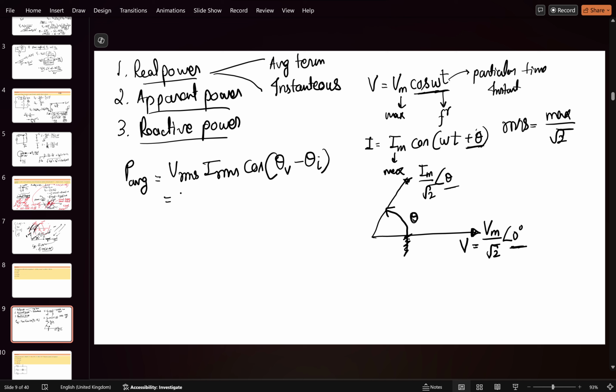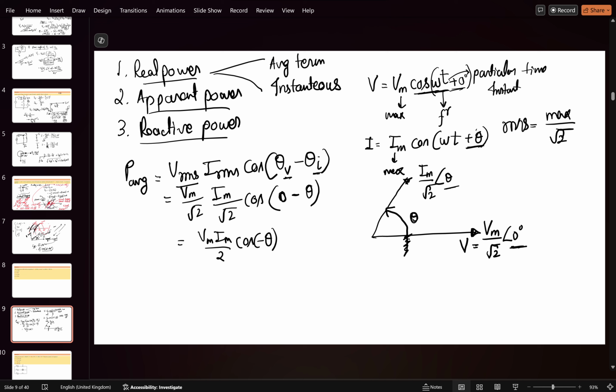Okay. What it means? VRMS is Vm by root 2, IRMS is Im by root 2, cos of theta V minus theta I. Theta V means what angle it has. Cos omega t you can represent as cos(omega t plus 0 degree), the value will remain the same. So currently it is at 0 degree. What about the angle of current? It is angle theta. So the real power, average power, will become Vm Im by 2 cos of minus theta. What about the instantaneous power?